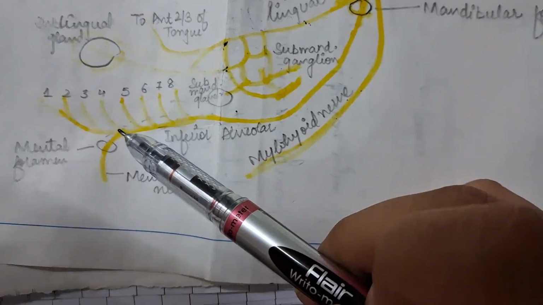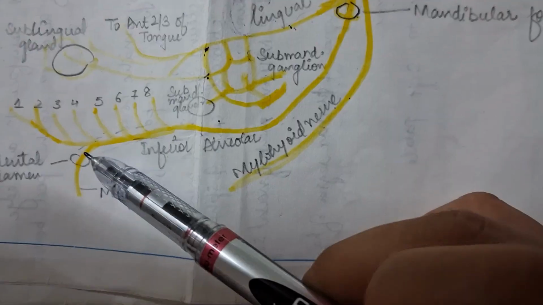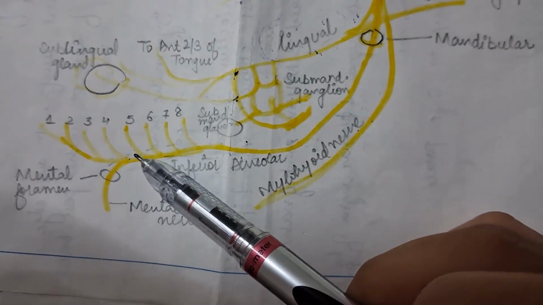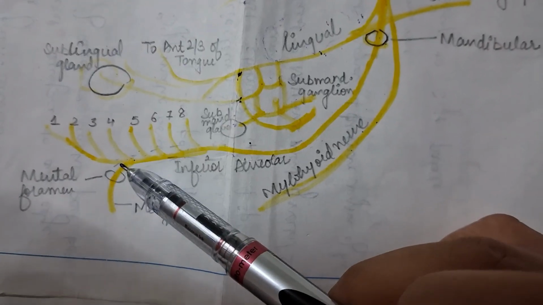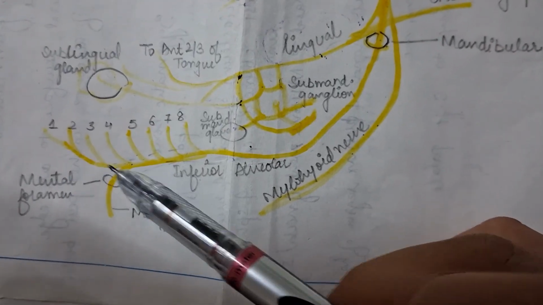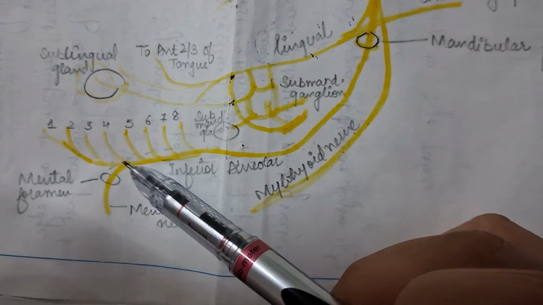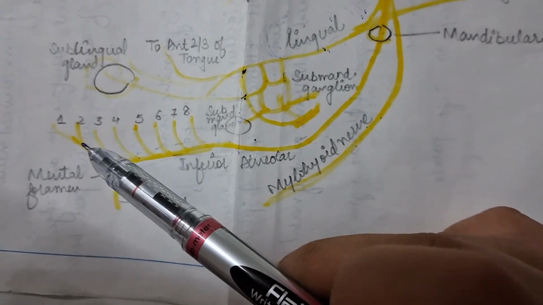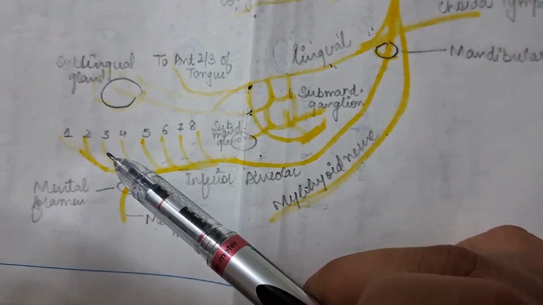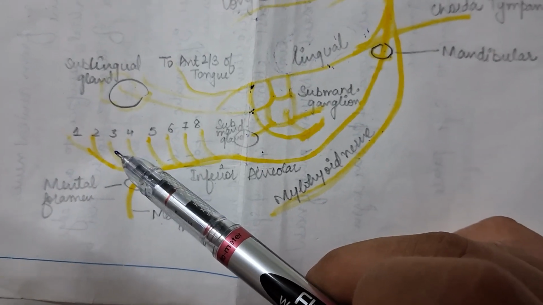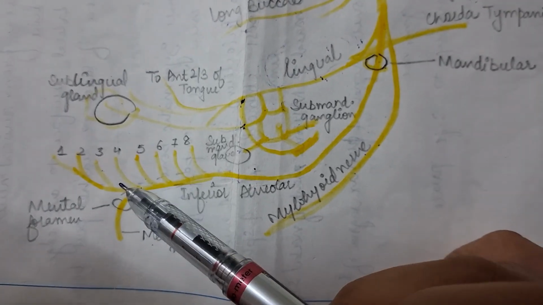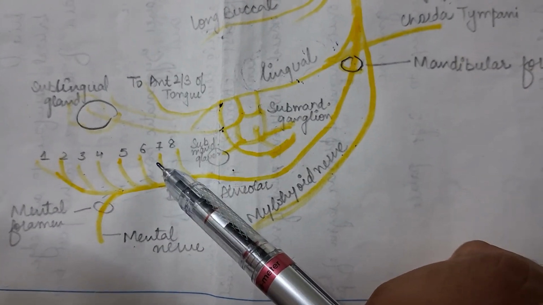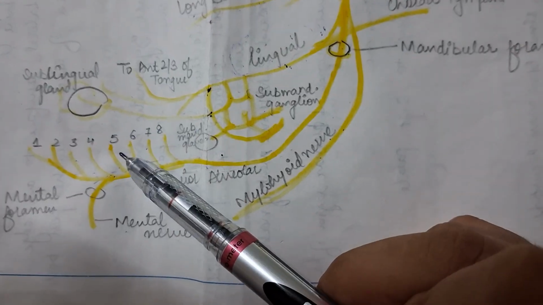In between there is the mental foramen. The mental foramen is below the roots of the premolars, and the nerve exits through the mental foramen and divides into incisive and mental branches. So the mental branch comes out of the mental foramen, and the incisive branch supplies the anterior teeth, the incisors of the mandibular teeth. So we come to know that the mandibular nerve supplies all the mandibular teeth.